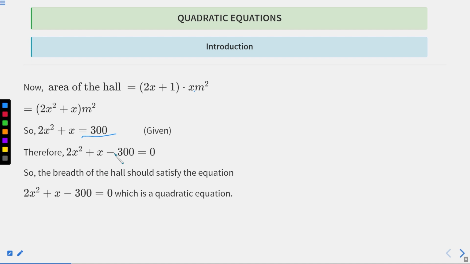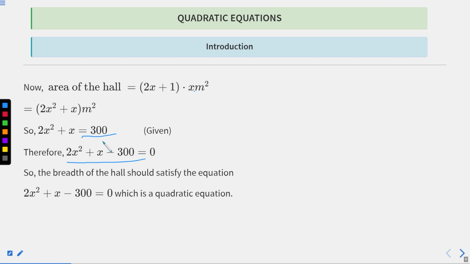So now if we rearrange this equation, we will get 2x square plus x minus 300 is equal to 0. Okay, so we get this equation 2x square plus x minus 300 equal to 0. On the left hand side you can easily identify that this expression 2x square plus x minus 300 is basically a quadratic polynomial, which you have studied in your chapter 2, the polynomials chapter.